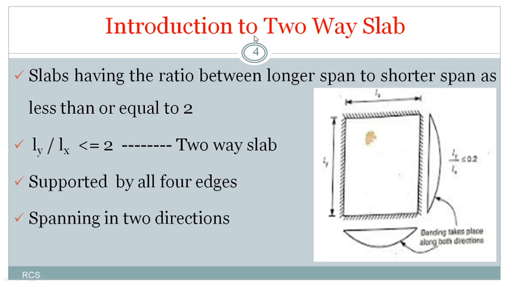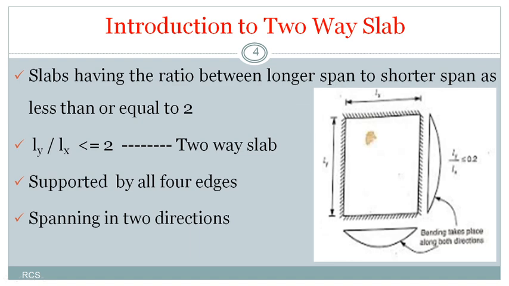So as we already know, the definition of two-way slab is that slabs having a ratio between the longer span to the shorter span less than or equal to 2. Generally, the longer span is Ly and the shorter span is Lx. The ratio of this Ly by Lx is less than or equal to 2. Then we can design this slab as a two-way slab.